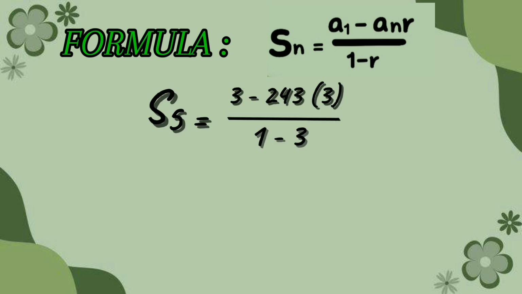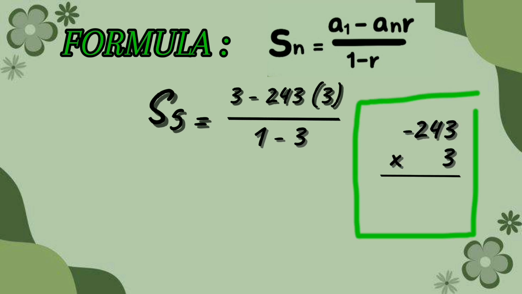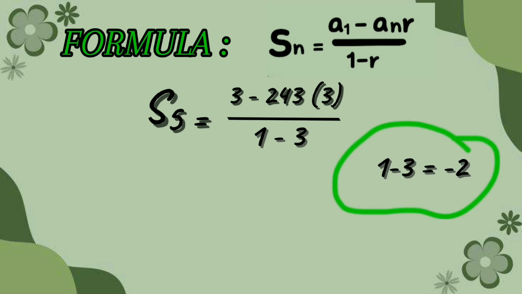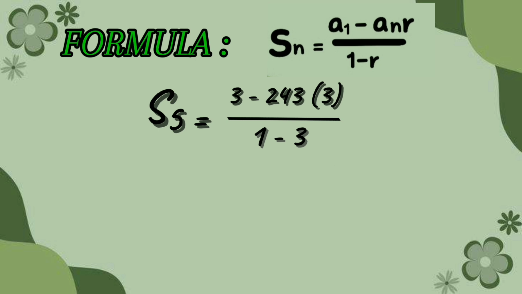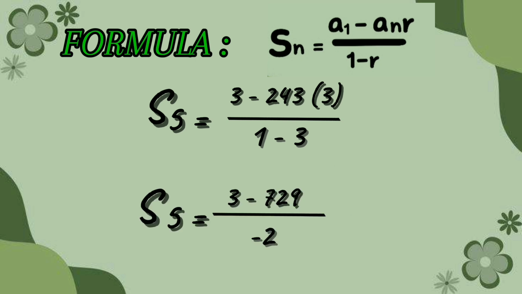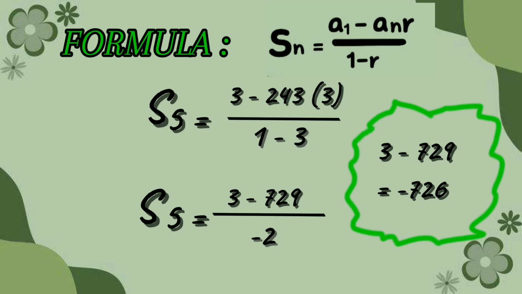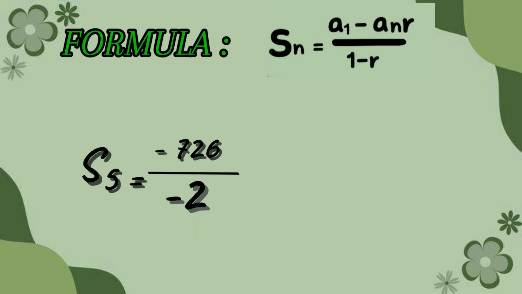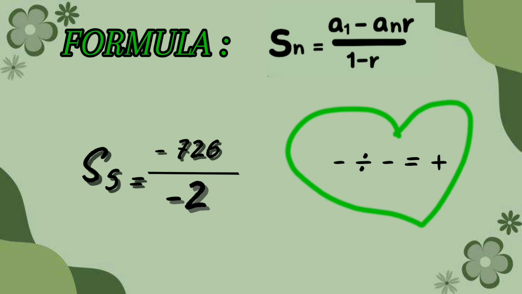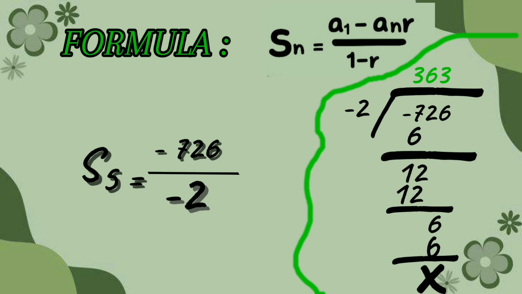So now we have S sub 5 is equal to 3 minus 243 times 3 over 1 minus 3. We are now going to proceed to solving. Negative 243 times 3 is equal to negative 729, and 1 minus 3 is equal to negative 2. We have now S sub 5 is equal to 3 minus 729 over negative 2. 3 minus 729 is equal to negative 726. Negative 726 over negative 2. Dividing a negative by a negative is equal to a positive. So the answer is positive 363.